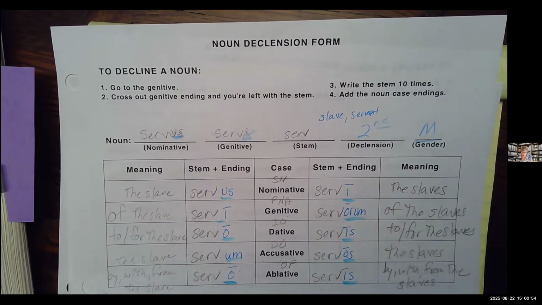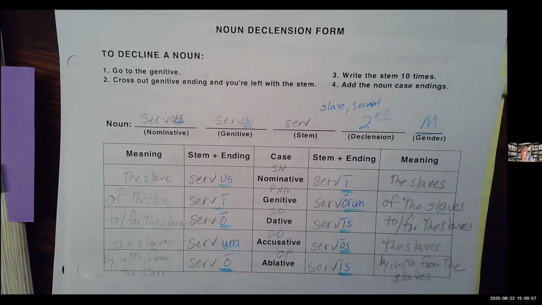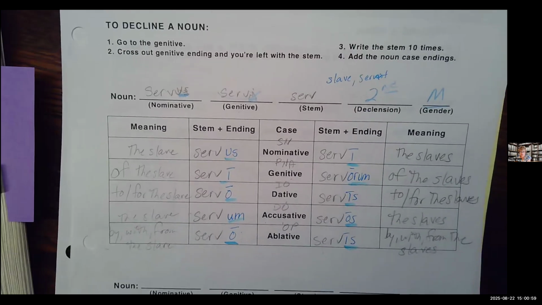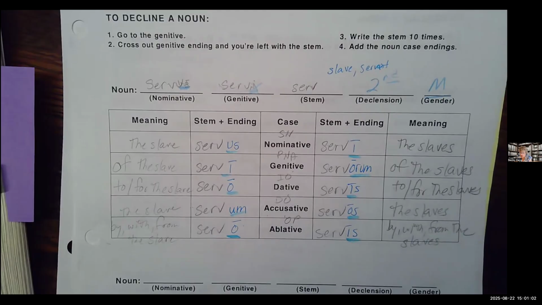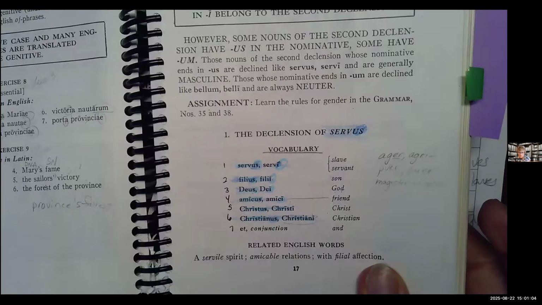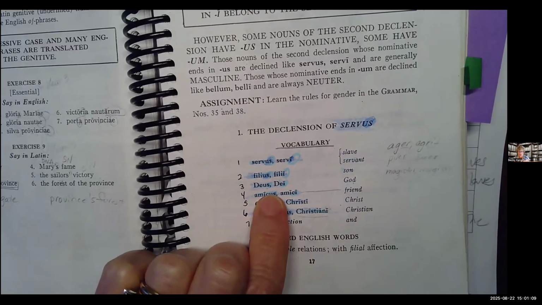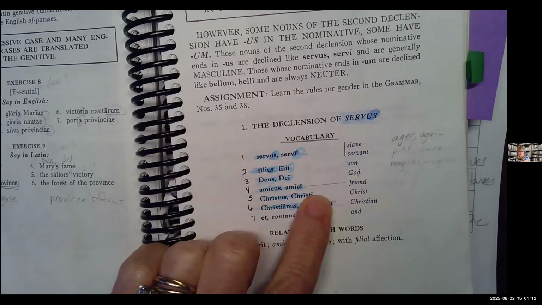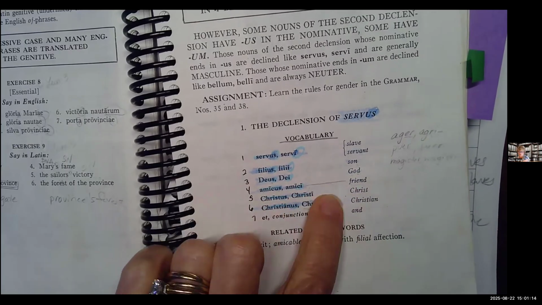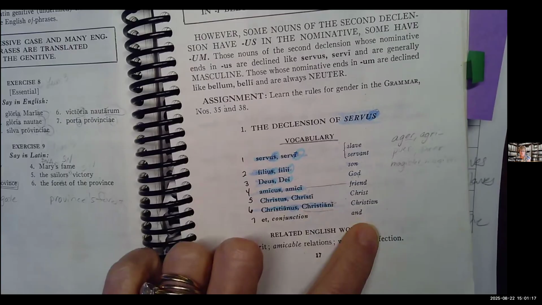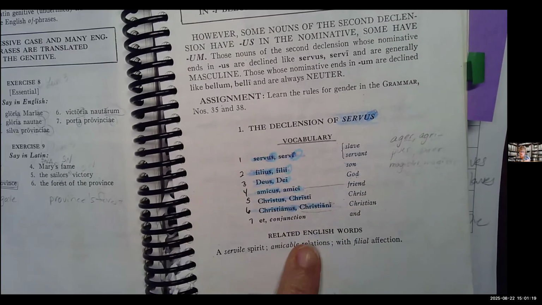Now, if you've never done a declension, hopefully that helped. And that's what you typically want to do with every one of these words. Filius, filii, which is son, Deus, Dei, which is God, amicus, amici, friend, Christus, Christi, Christ, and Christianus, Christiani. They stick in a conjunction there because they immediately want you to start translating sentences. So hopefully that helps. Do that with every vocabulary word that you have.